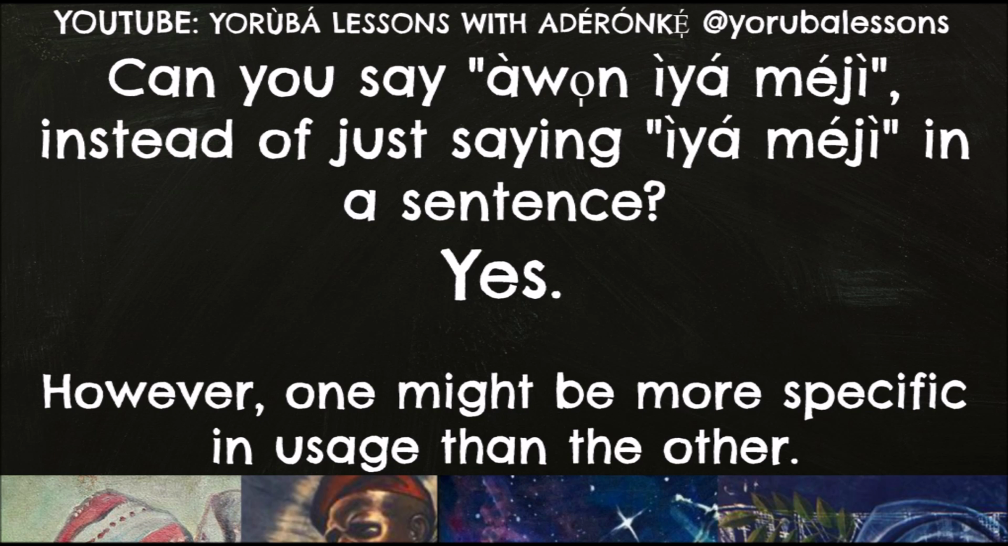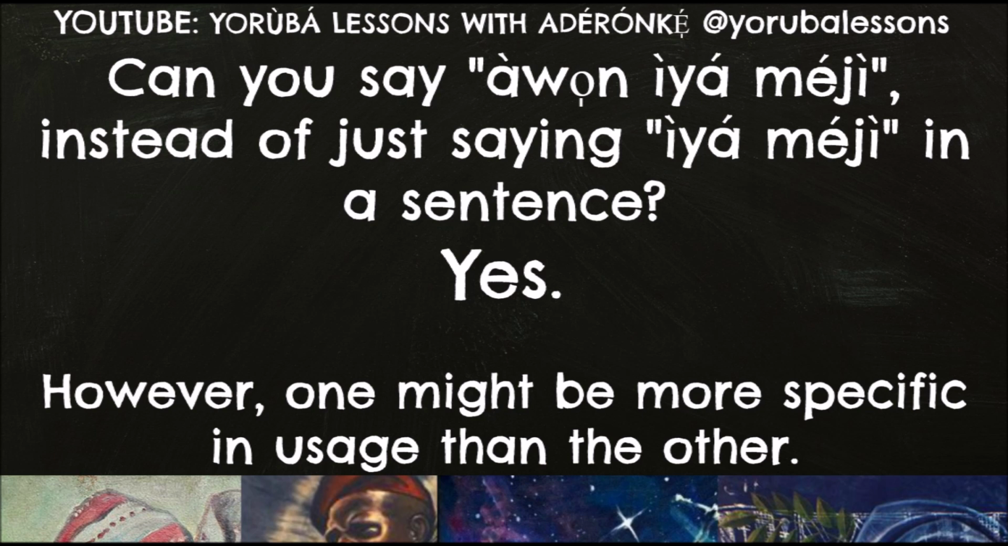So there are exceptions to this method, just one slight exception. But before I get into that exception, I'm going to address this question that I have set. Can you say àwọn ìyá méjì instead of just saying ìyá méjì in a sentence? So can you say the two mothers, àwọn ìyá, mothers, méjì, two?